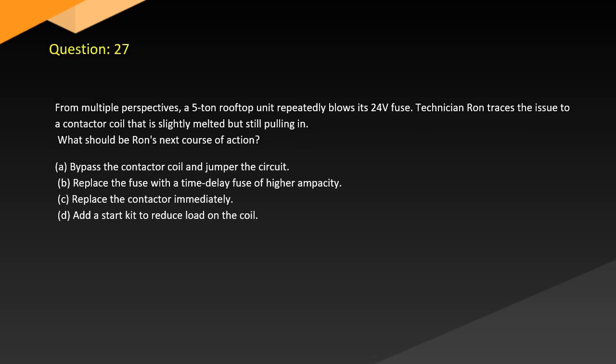Question 27. From multiple perspectives, a 5-ton rooftop unit repeatedly blows its 24-volt fuse. Technician Ron traces the issue to a contactor coil that is slightly melted but still pulling in. What should be Ron's next course of action? A. Bypass the contactor coil and jumper the circuit. B. Replace the fuse with a time delay fuse of higher ampacity. C. Replace the contactor immediately. D. Add a start kit to reduce load on the coil.